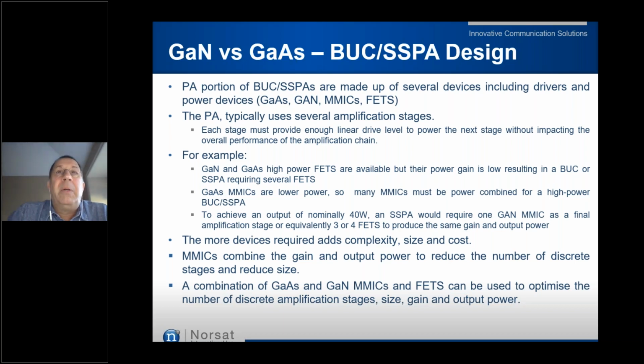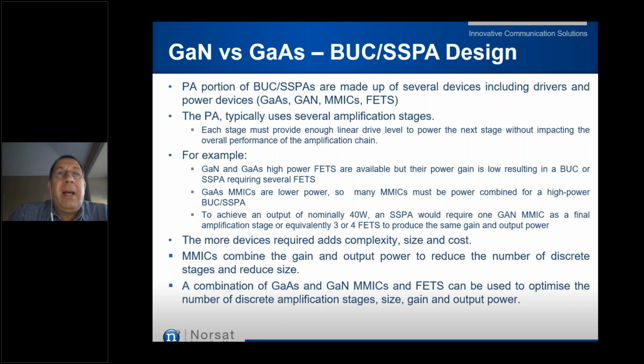So for example, GaN and GaAs high power FETs are certainly available, but since their power gain is quite low, it requires several FETs to actually make up the final stages of a power amplifier. Typically, GaAs MMICs are low power but high gain, but you still need many MMICs to get the high power that you need out of a BUC SSPA, and usually these have to be power combined. So to achieve, say, a nominally 40 watt SSPA, you could probably do that with one GaN MMIC as the final amplification stage, but you would need 3 or 4 FETs to get the same kind of gain and power that you would get out of one MMIC.